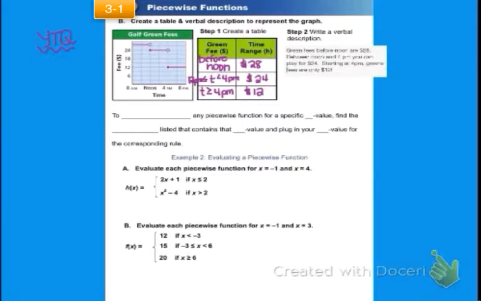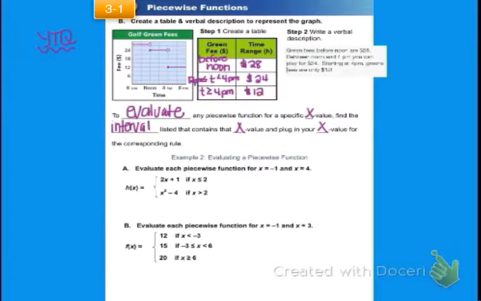Like if I know 11 a.m. is before noon, I could also use the table and use that first line of the table because 11 a.m. is before noon, so I know it would be $28. So when we talk about evaluating a piecewise function, if we want to evaluate any piecewise function for a specific x value, we have to find the interval that's listed that contains that x value and plug in your x value for the corresponding rule. So let's take a look at evaluating some piecewise functions.